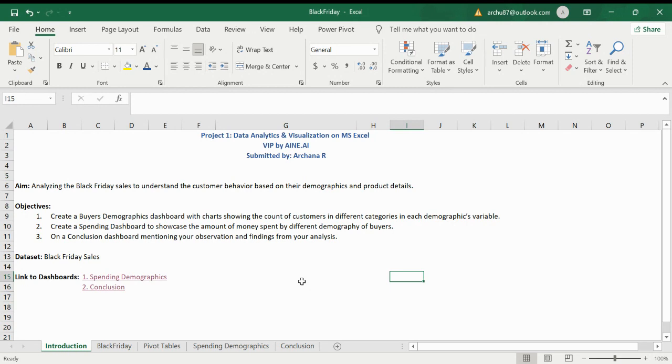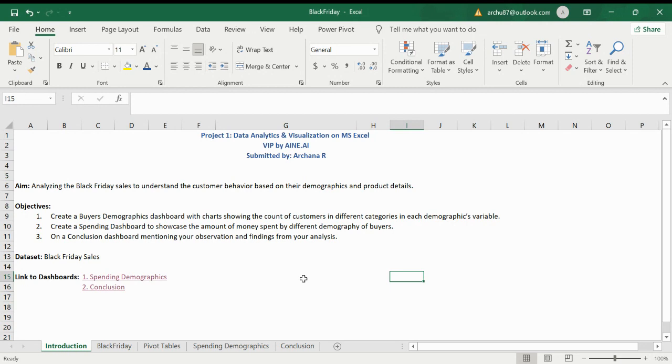The main objectives of this project are to create a buyer's demographics dashboard with charts showing the count of customers in different categories in each demographic variable, and to create a spending dashboard to showcase the amount of money spent by different demographics of buyers. In conclusion, we will mention our observations, which we can infer by seeing the dashboard from our analysis.